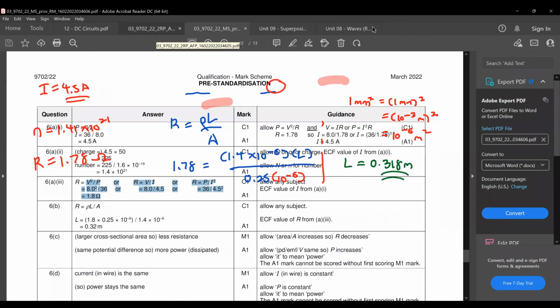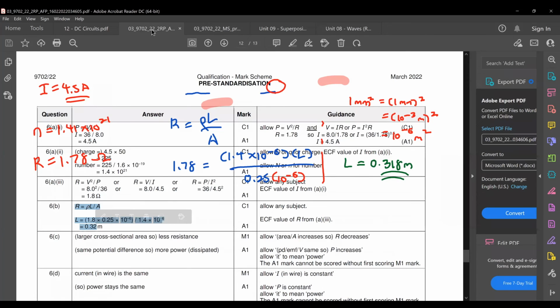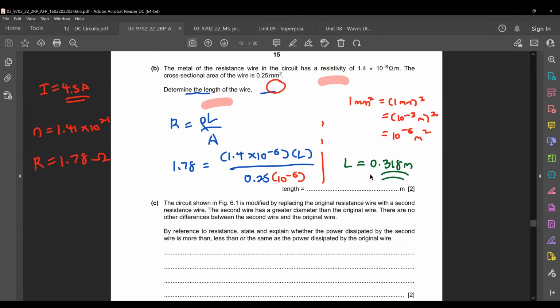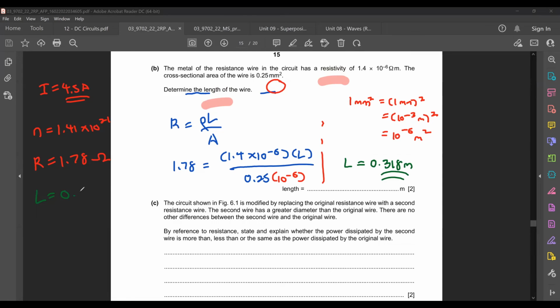Yes, 0.32 meter. This is in 2SF. I already have it in 3SF: it is 0.318 meter. Okay, so this one, L, is 0.318 meter.